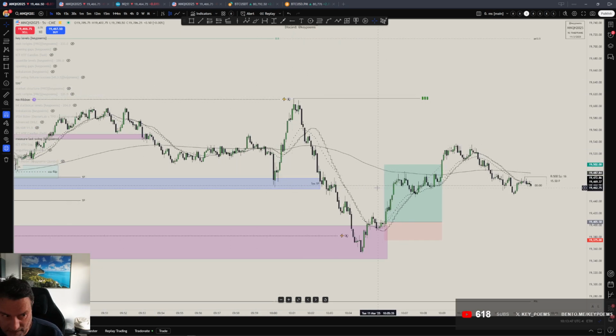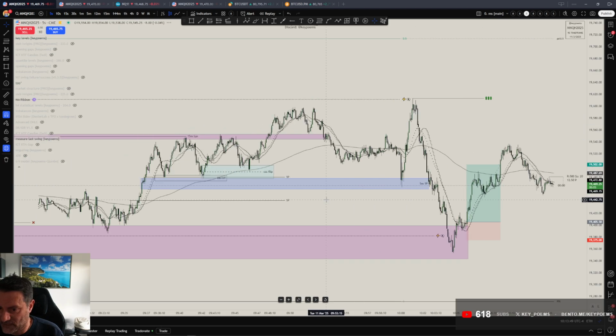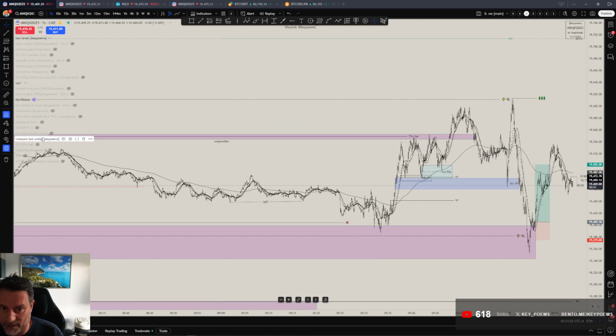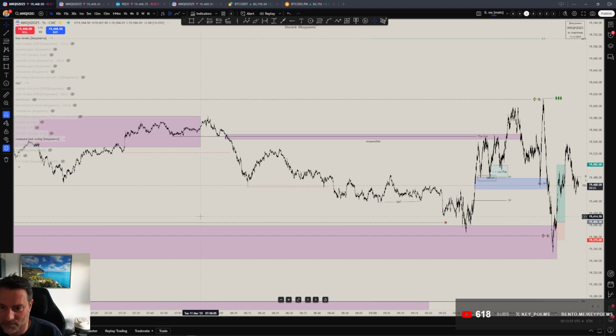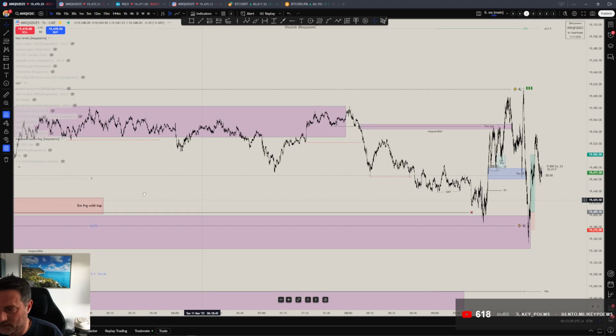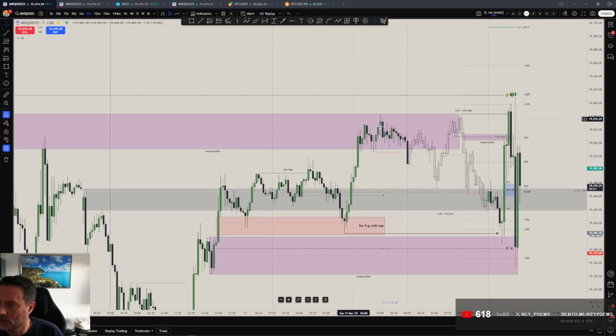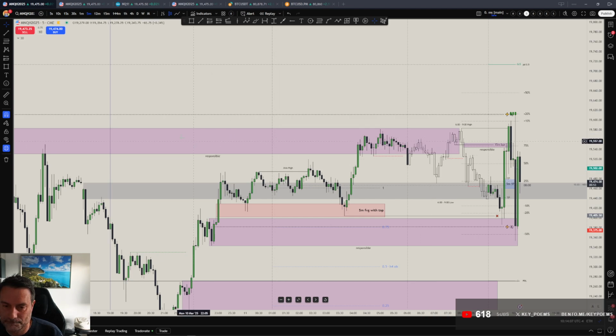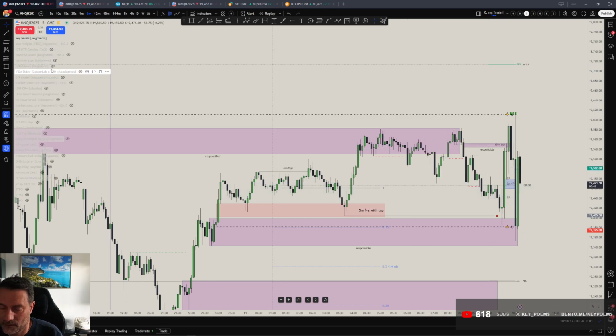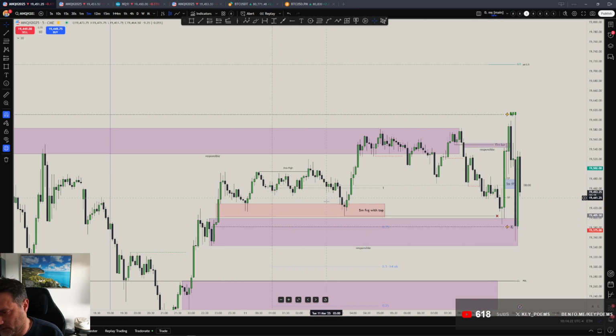We can show you later. And I had marked this zone for a while, and that is this one. I had marked this zone for a long time. Let me show you. I had it marked from this morning. Let me disable a couple of things. I had this since this morning, and I was waiting for the 50% of this zone to be tapped.